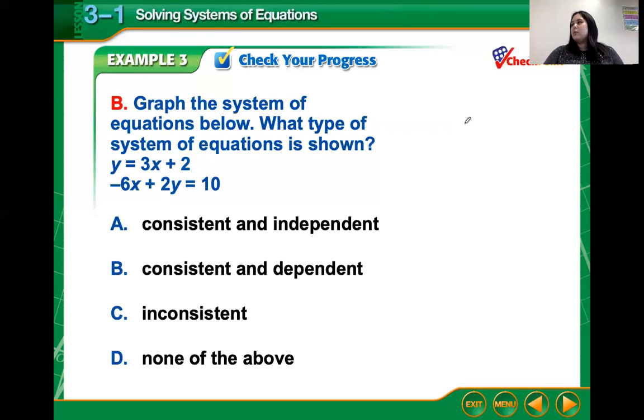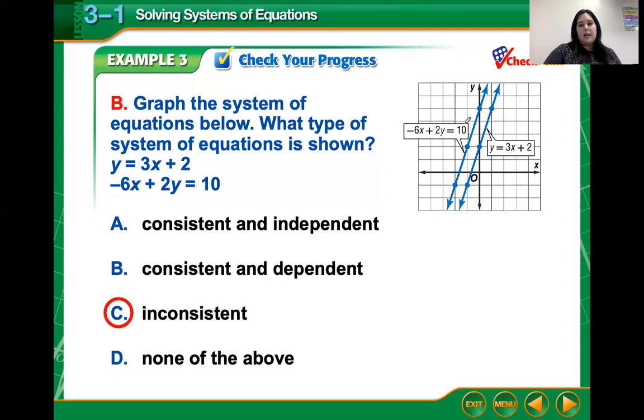So we're going to try this one and determine the type of solution we would have. So we have y equals 3x plus 2 and negative 6x plus 2y equals 10. Again, pause the video as needed. All right, so here we find that they are parallel, so this is inconsistent.